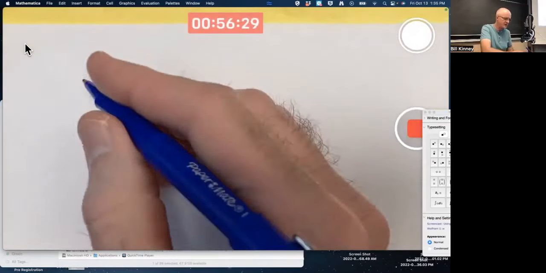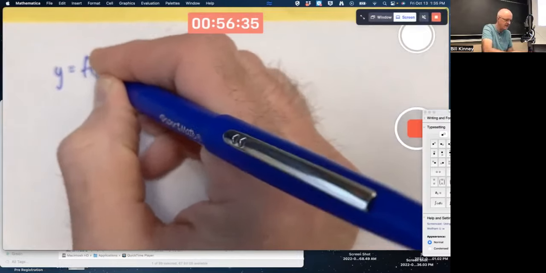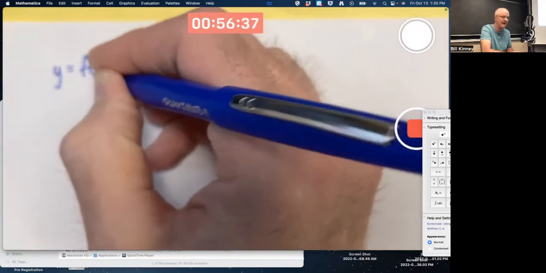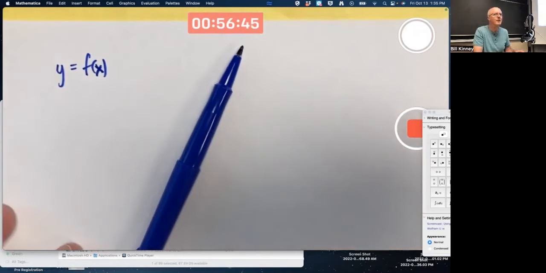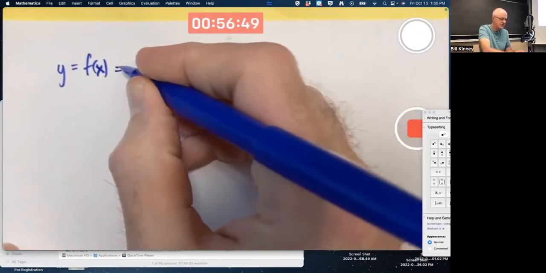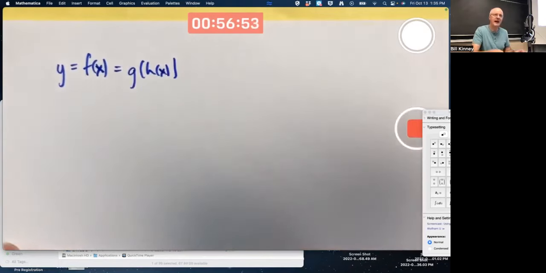Usually when we write functions, y equals f of x, we only have two variables, x and y, x being the independent variable, y being the dependent variable. But if our function is a composition, say g of h of x, we could think of the output of h, the inner function, as being another variable.